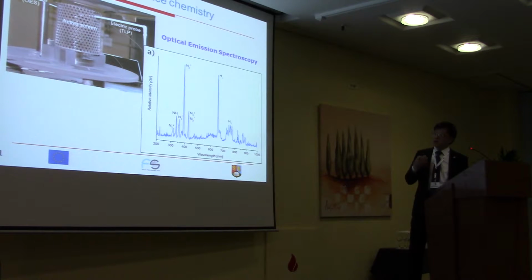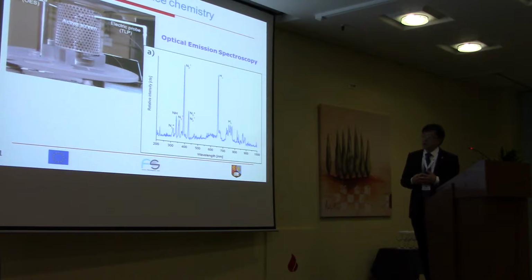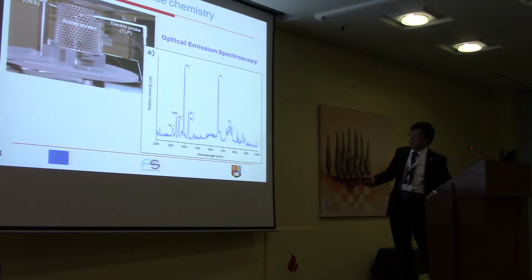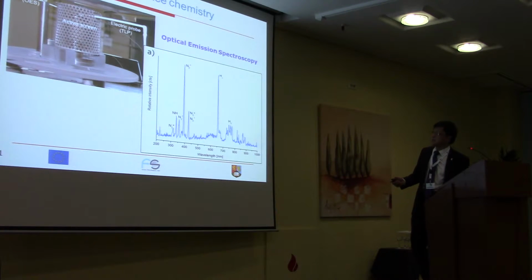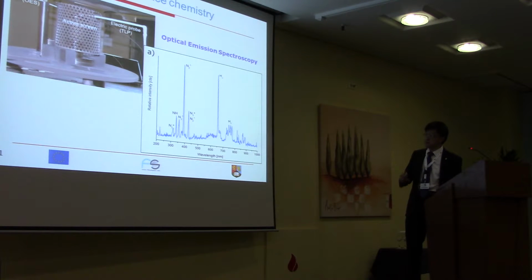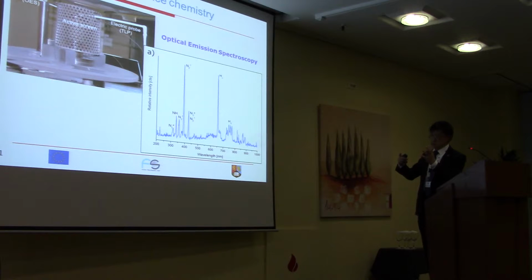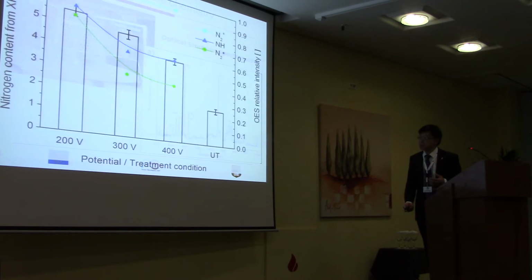In order to understand what happens in the change of surface chemistry, we also have done optical emission spectroscopy, to try to identify what active species have contributed to the change of the surface chemistry of this carbon fiber. This is a typical spectrum we collected. You can see, of course, the nitrogen ion and some other active species, N2* and H. Of course, it contains 75% hydrogen, so you can also see hydrogen. So what's the connection between the active species and the change of surface chemistry?